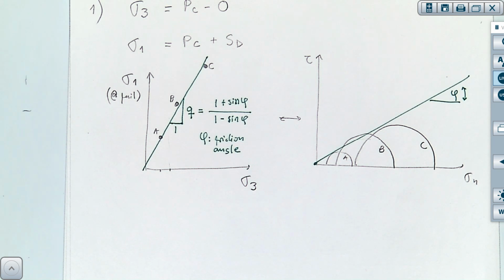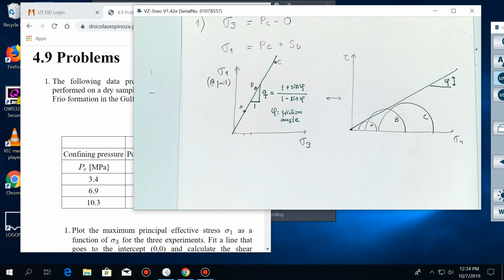Okay. Any question about this problem? No? All right, let's go then to the next one.